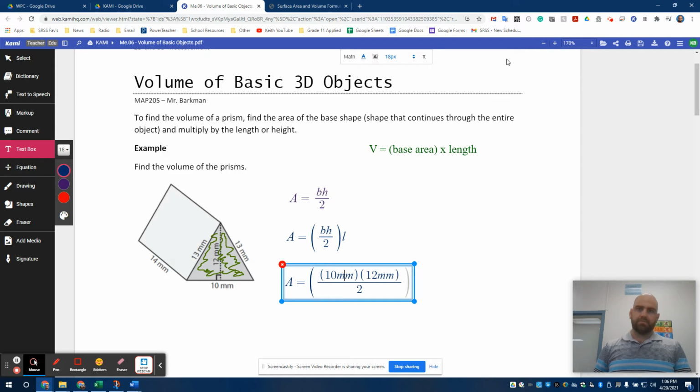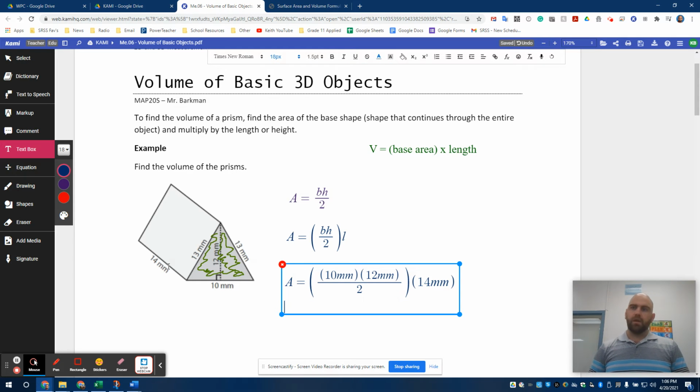I'm just going to get these brackets in the right spot here. Okay, and then we're going to multiply it, and I'm just going to put this in brackets, by the length. Now the length of our object is this side right here. It's 14 millimeters. So now we have our base times height divided by 2. That gives us our triangle. Then we multiply that triangle by the length, and that's going to give us our area.